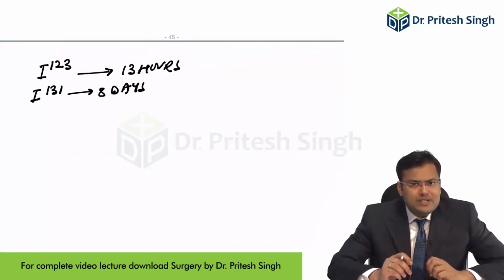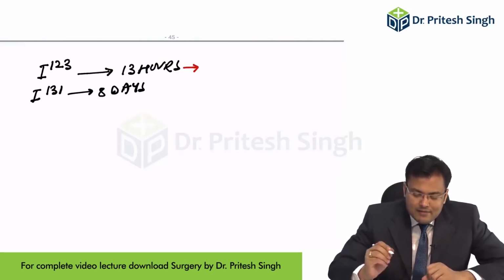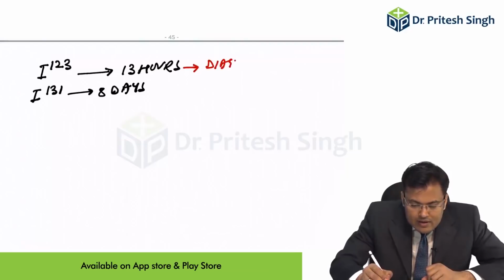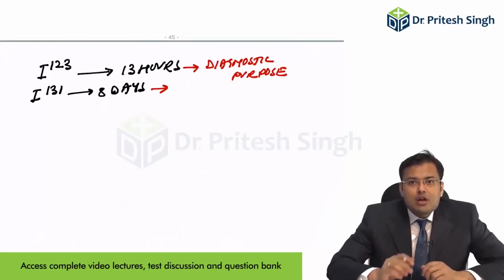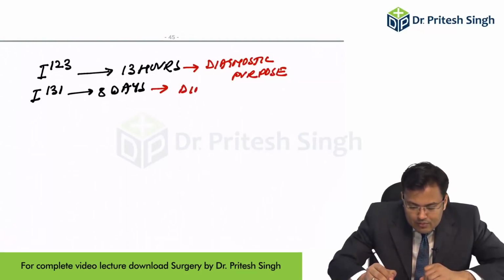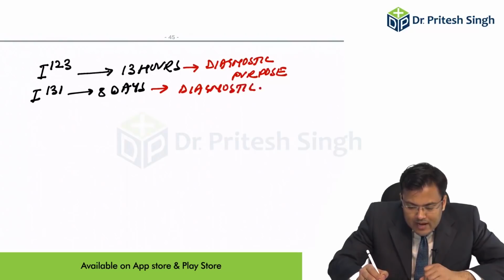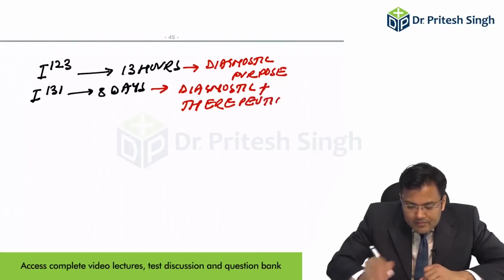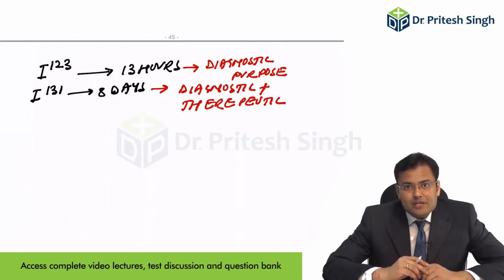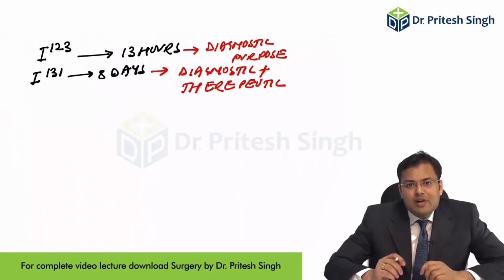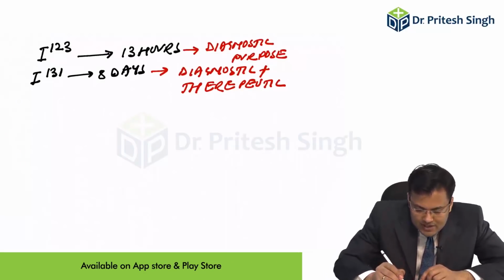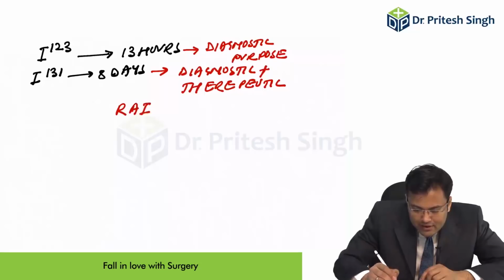Since iodine 123 has a shorter half-life, that's why it's used for diagnostic purposes only. And since iodine 131 has a longer half-life, that's why it is used for both diagnostic as well as therapeutic purpose. That is radioactive iodine ablation. So, iodine 131 is used for radioactive iodine ablation. Lots of questions are asked about radioactive iodine ablation.